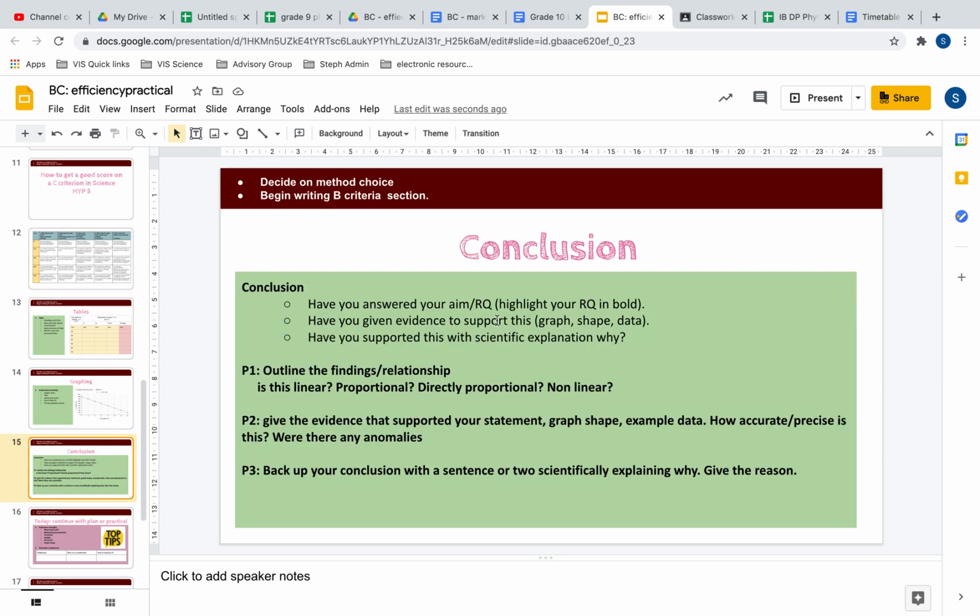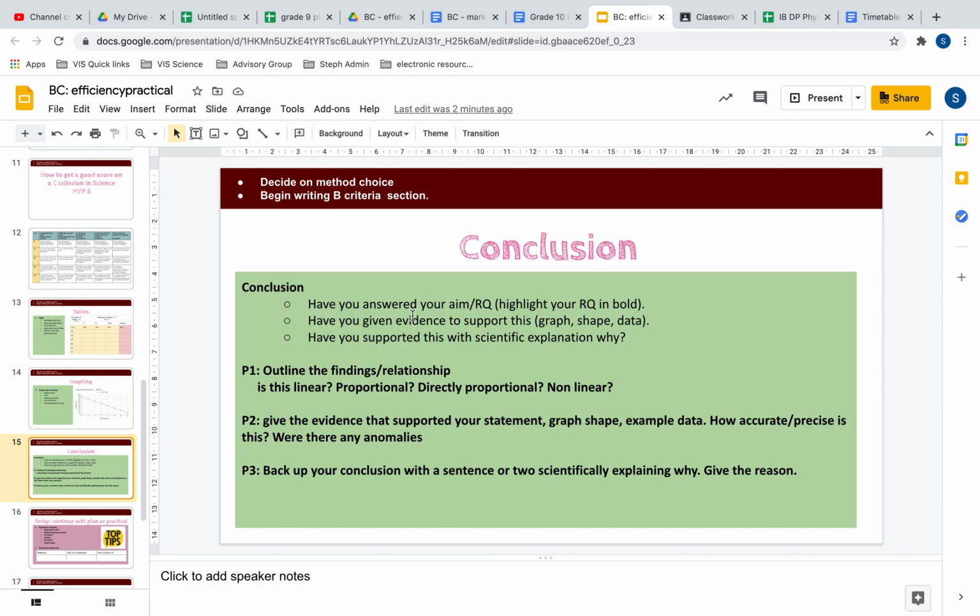You're going to go back to your prediction, your hypothesis, with your research question up here. Normally I try and split this into three different paragraphs. In the first one, I talk about my aim or my research question. What was I trying to find out? So I outline the findings and the relationship. In this case, the time and the temperature: as the time increased, the temperature decreased, something like that.